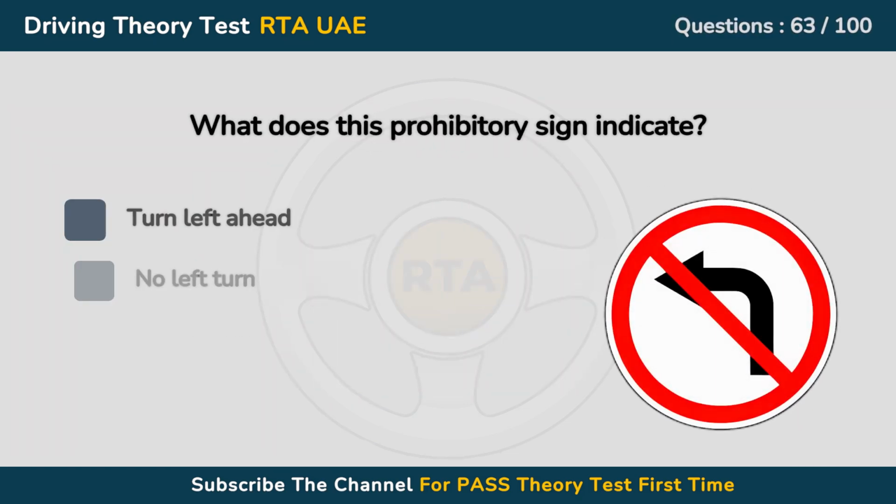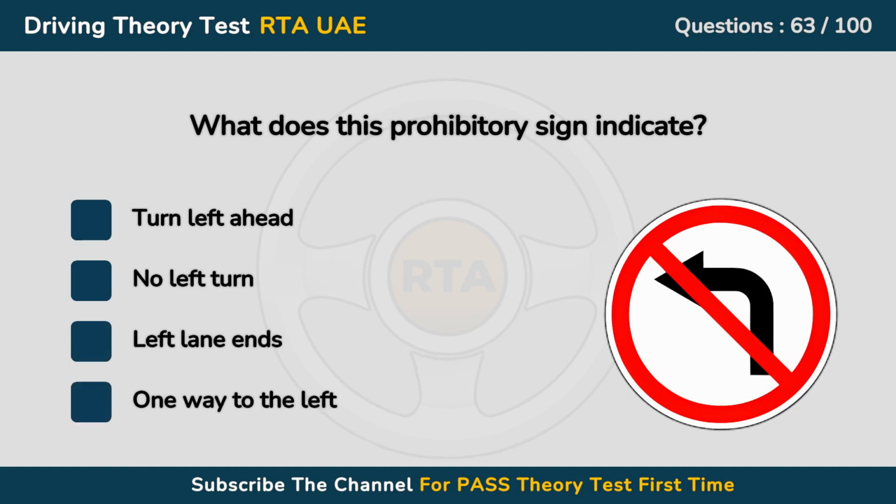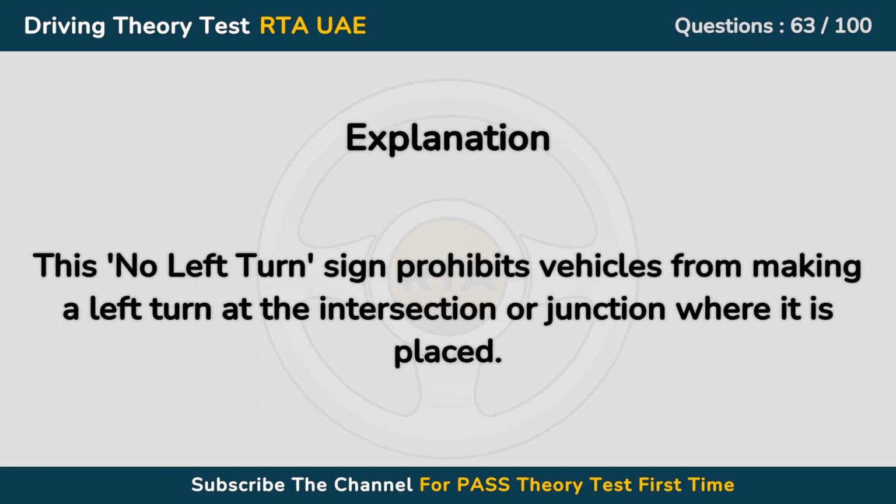Question 63. What does this prohibitory sign indicate? A. Turn left ahead. B. No left turn. C. Left lane ends. D. One way to the left. Answer is B. No left turn. This no left turn sign prohibits vehicles from making a left turn at the intersection or junction where it is placed.